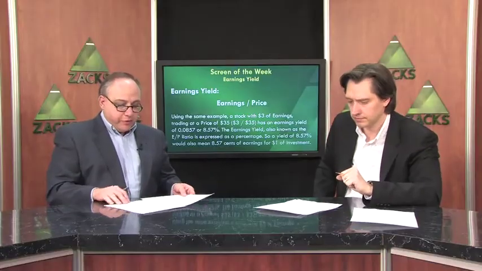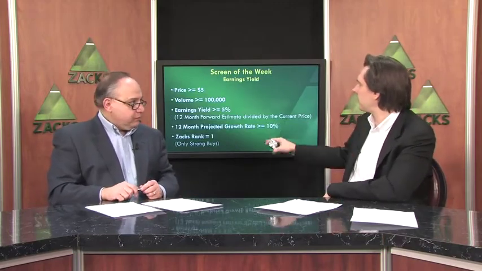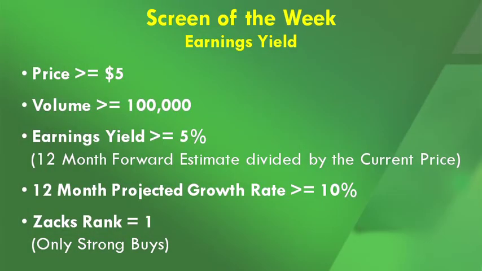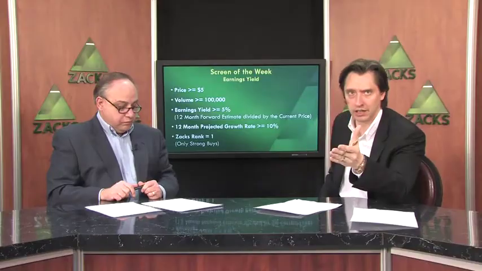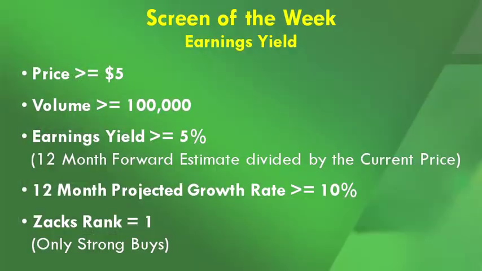All right, quickly, the parameters. Yeah, the screen that I'm looking at today is companies that are trading over $5 a share. The volume is over 100,000 shares on a daily basis. I'm looking for companies with an earnings yield of greater than or equal to 5%. Now, I got maybe 70 companies through the screen. If you wanted to narrow it down more, you'd probably want to look for companies with an earnings yield of greater than 7%, which is what the S&P is showing right now. But either way, looking at an earnings yield of greater than 5%, I want the 12-month projected growth rate to be greater than 10%, and I'm also applying this to companies that have a Zacks Rank of number 1.